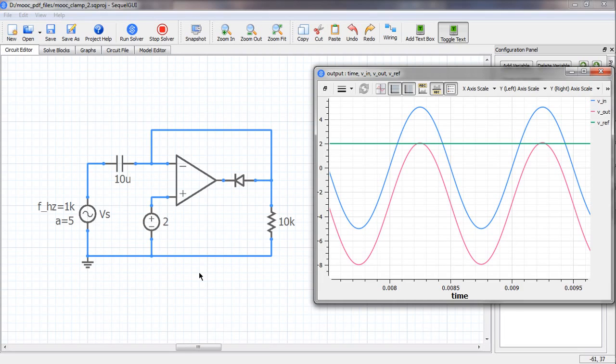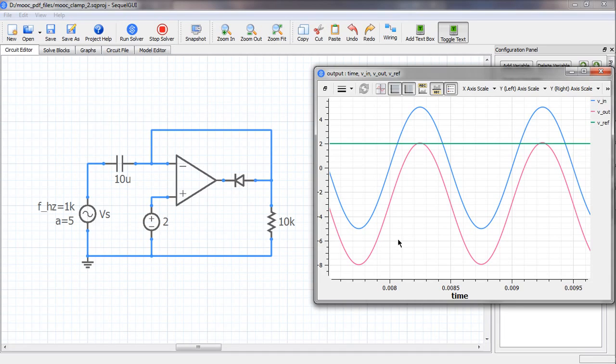Let us look at the simulation results now. The circuit shown here is identical to our previous circuit. That means we have the same C value here, same RL, same frequency. The only difference is that the diode has been reversed.